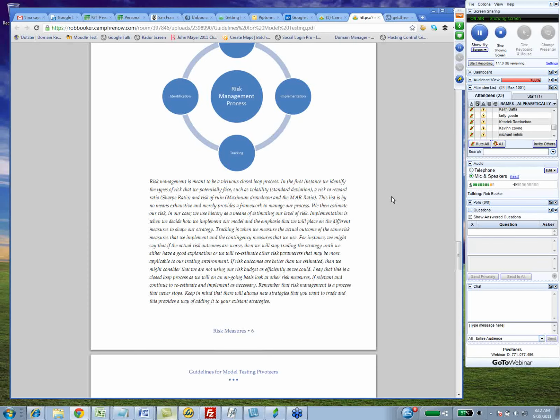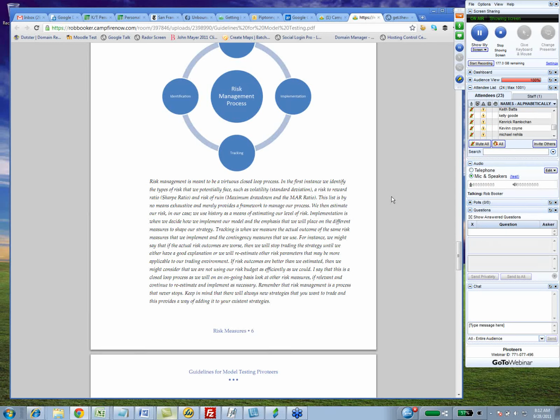In the first instance, we identify the types of risk that we potentially face, such as volatility, a risk-to-reward ratio, and a risk of ruin. This list is by no means exhaustive and merely provides a framework to manage our process. We then estimate our risk. In our case, we use history as a means of estimating our level of risk. Implementation is when we decide how we implement our model and the emphasis that we will place on the different measures to shape our strategy.